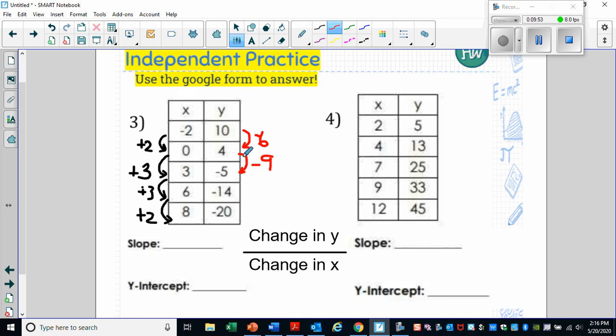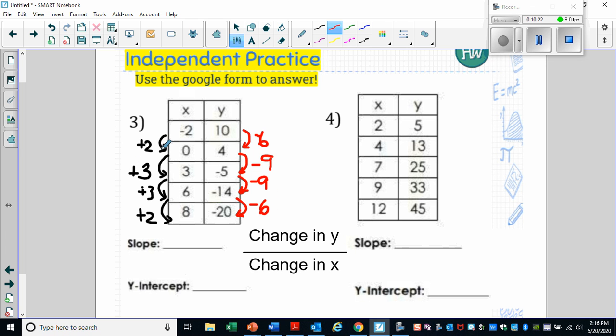Because from +4 to -5, we went down a total of 9 steps. Similarly, from -5 to -14, again, we went down 9 steps. The last one, -14 to -20, we only went down 6 steps.